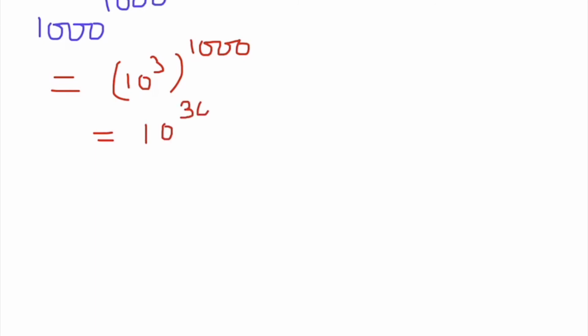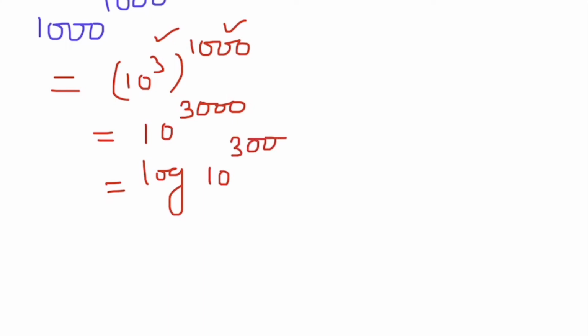Now let's take one more example, 1000 power 1000. We have to find out the number of digits in 1000 power 1000. So we know that 1000 we can rewrite as 10 cube, the whole power 1000, and that implies 10 power 3000. That is, we multiply 3 and 1000. Now take log. So log 10 power 3000. So this we can rewrite as n log m, right?